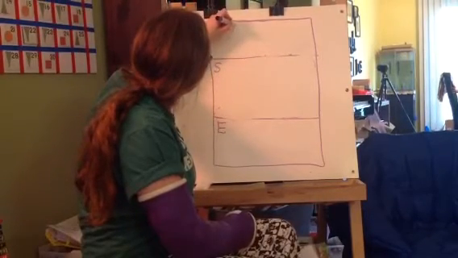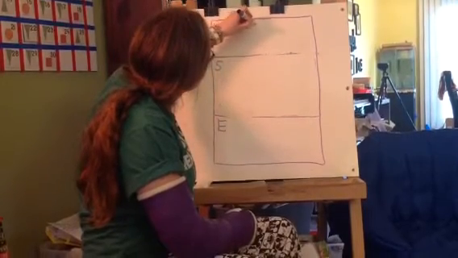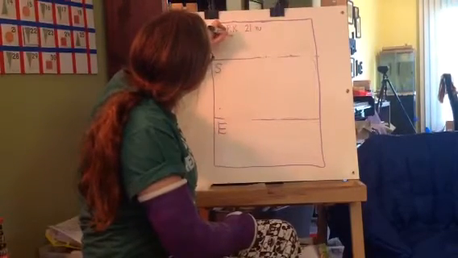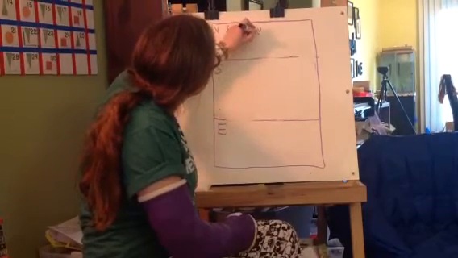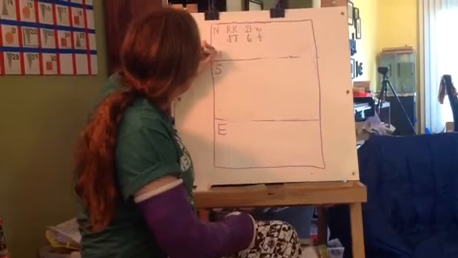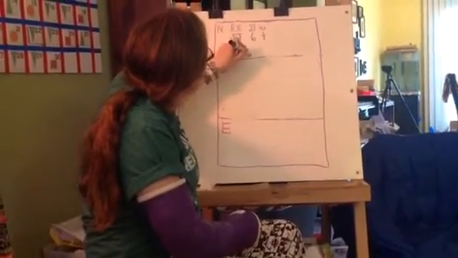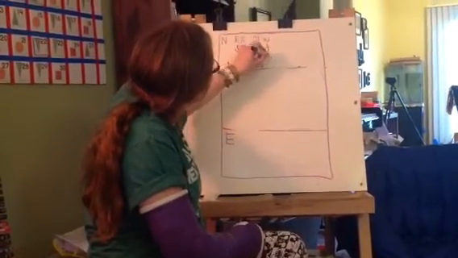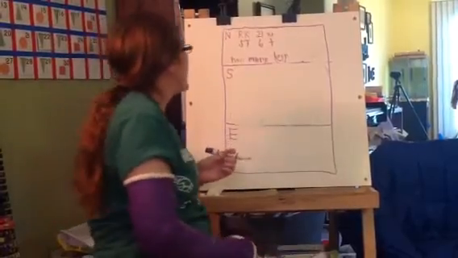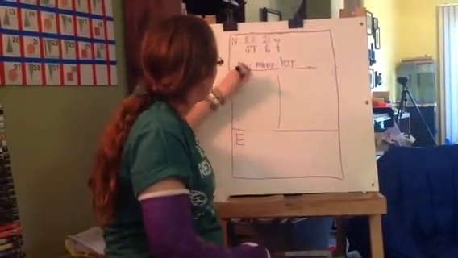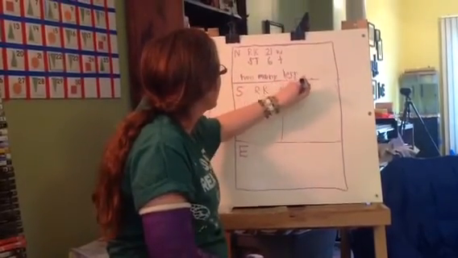Rice Krispie ate 21 worms, and Sergeant Tibbs ate 6 kitty treats. I want to know how many less did Sergeant Tibbs eat than Rice Krispie? So I'm going to draw Rice Krispie on this side. And I'm going to put Sergeant Tibbs on this side.